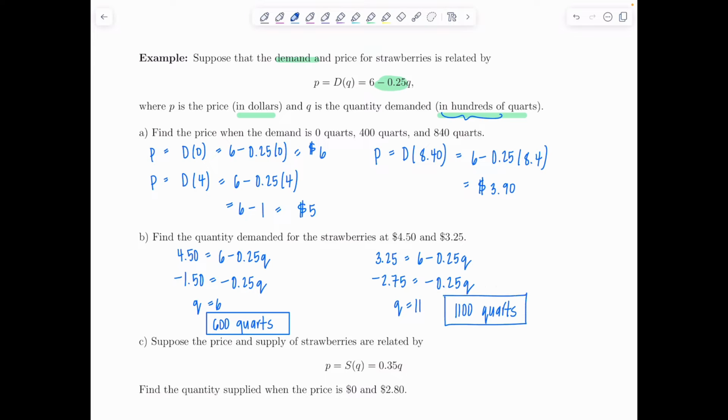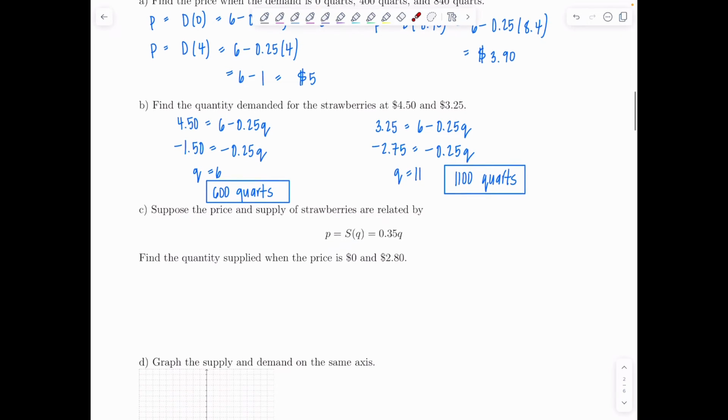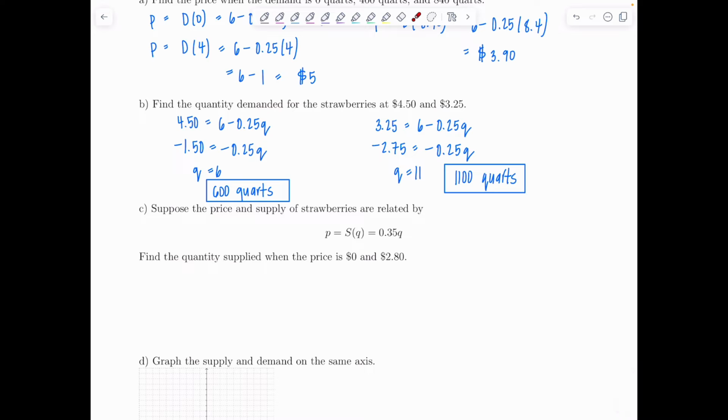Does this follow the law of demand? Yes. Price went down, demand went up. Makes sense, right? If something's cheaper, you're like, woo, let me buy more. More people are going to want to buy it. Okay, now we're looking at the supply equation. Suppose the price and supply of strawberries are related by the following. Price equals, this is now supply based on Q, which equals 0.35 Q.